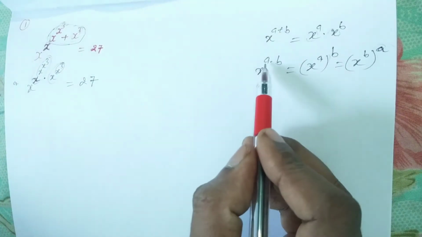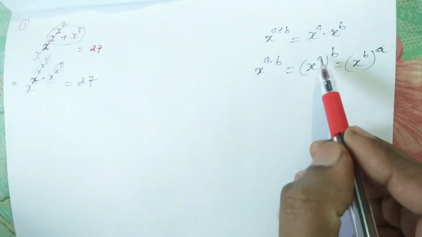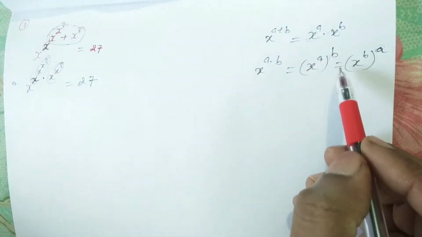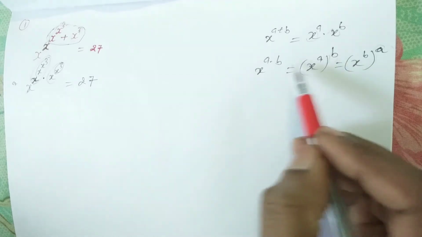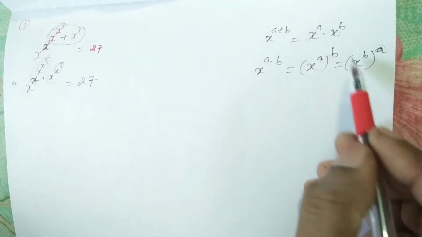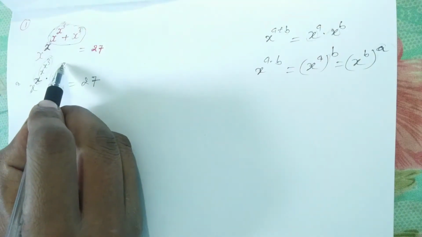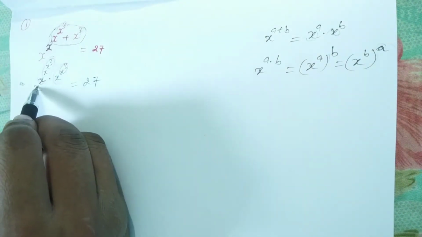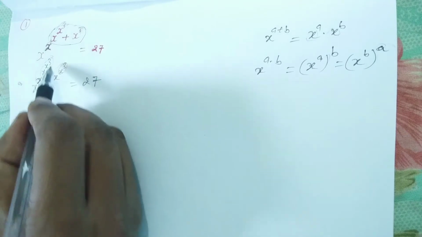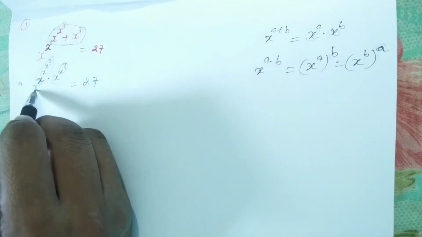So this x raised to power a times b can also be written as x raised to power a, its whole to the power b, is equal to x raised to power b, its whole to the power a. So it means you can make this as the power of this one, otherwise you can make this as the power of this one.